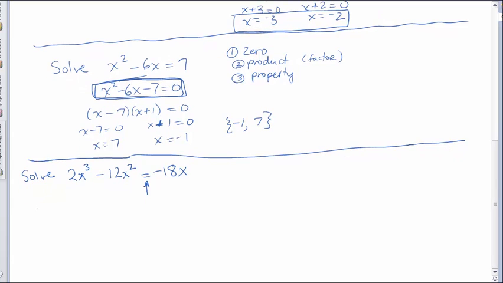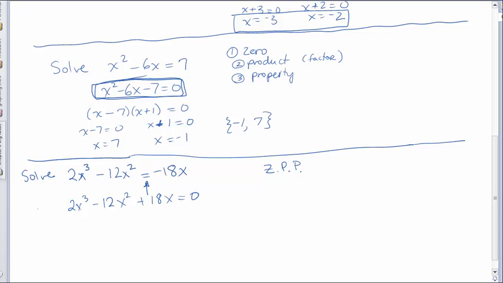So anytime I have an equation that's got exponents, like x cubed and x squared, again, I want to use the zero product property. Sometimes I call it the ZPP. So the first step is the zero part, which means I need to make it equal to 0. So this is 2x cubed minus 12x squared plus 18x equals 0. And then the product part means I need to factor it.